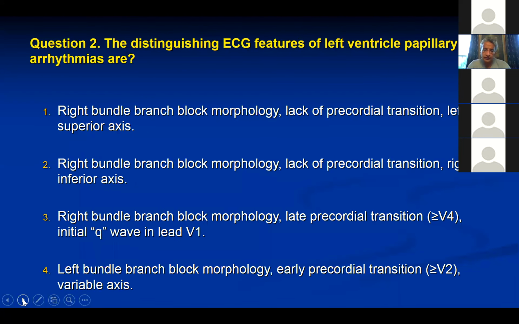Okay, so the distinguishing ECG features of left ventricular papillary muscle arrhythmias. Here are the choices: right bundle branch block morphology, lack of precordial transition, and left superior axis. Right bundle branch block morphology, lack of precordial transition, and an inferior axis. Right bundle branch block morphology, late precordial transition around V4, and the presence of an initial Q wave in lead V1. And then the last choice is a left bundle branch block morphology with early precordial transition. And typically, anything that transits by about lead V2 is considered early. So let's see what the group means.